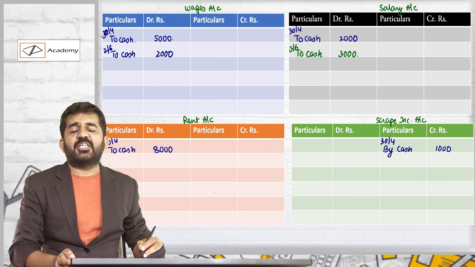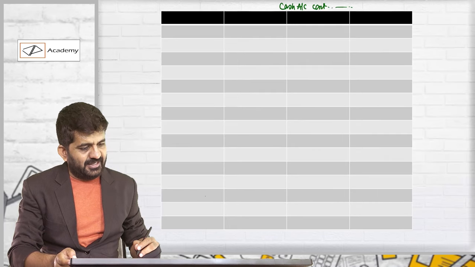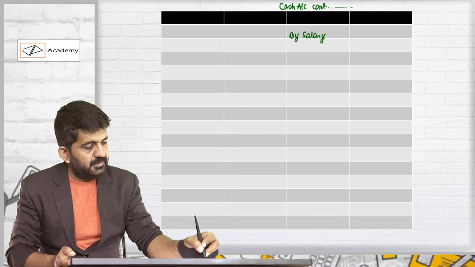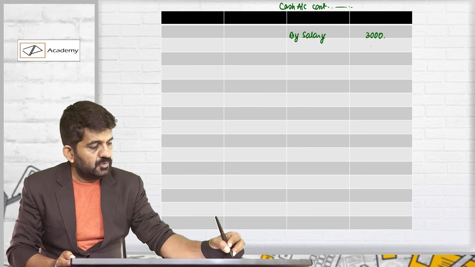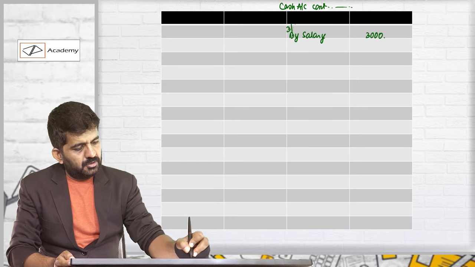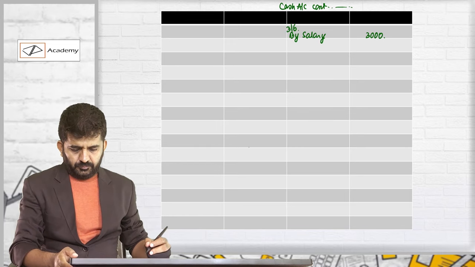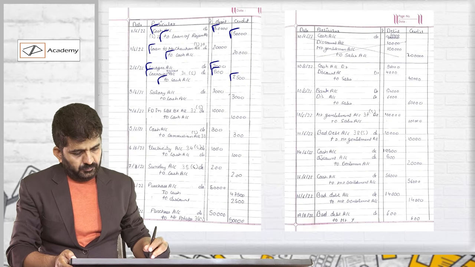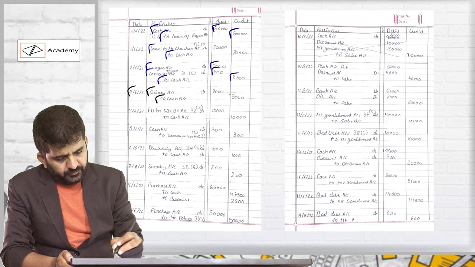Cash account credit side by salary, 3000 rupees, 3rd June. So I can tick mark this.